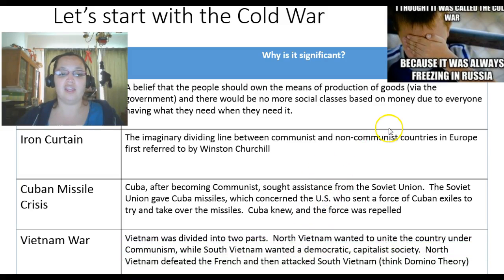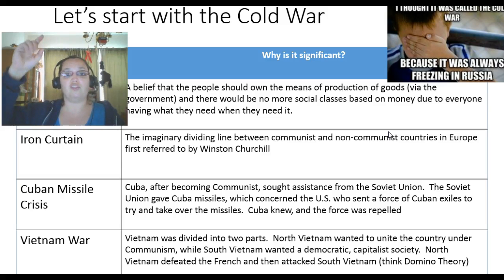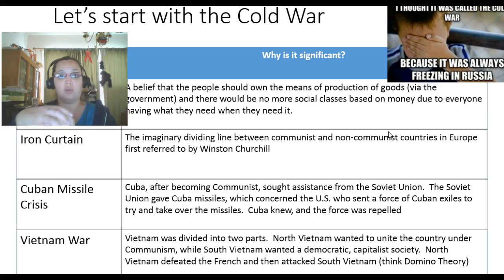And the last one is Vietnam. Vietnam, as you remember, was divided into two parts. You have North Vietnam, which is communist, South Vietnam, which is democratic capitalist society. North Vietnam wants to invade. They want to unite Vietnam into one part under communism. The South asks for help from countries like the United States that are not communist. The United States and other countries come in and they attack South Vietnam. So you need to think about the domino theory. If you're talking about the significance here, in Vietnam we were very concerned about one country falling, every country would fall.